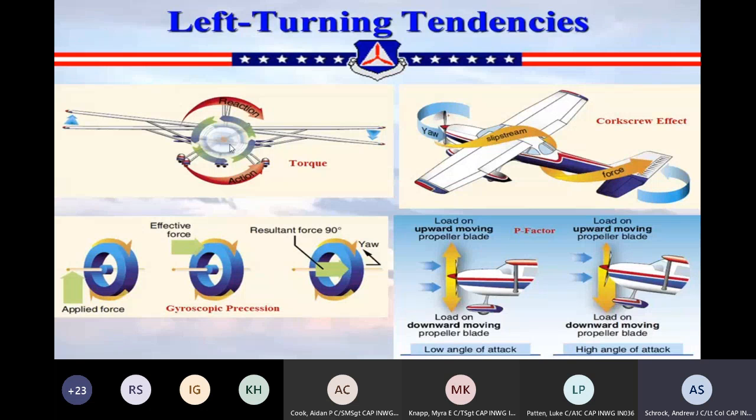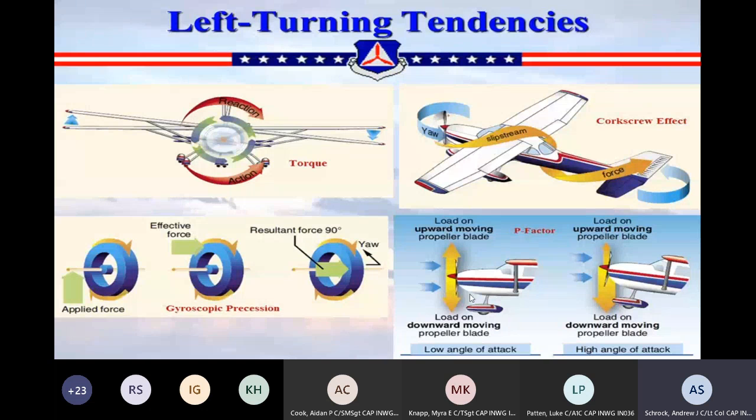The second one, if you see on the top right, is actually called spiraling slipstream. It's caused by the wind from the propeller wrapping around the airplane. It actually loops and hugs the airplane, and then it hits the left side of the tail. You see where it says force there. It hits the left side of the tail and actually moves the airplane's nose to the left.